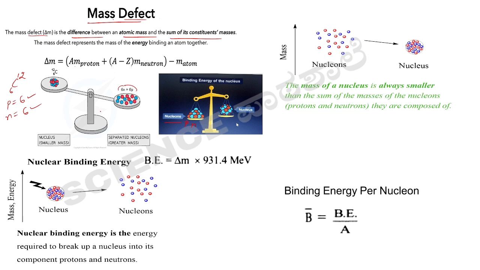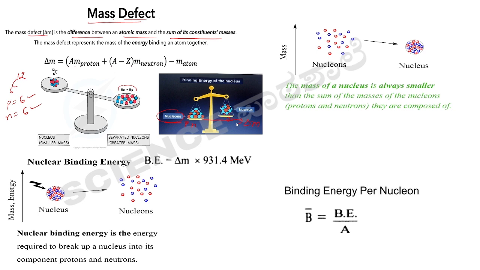Now which one will be heavier? Here there are protons and neutrons separately; here protons and neutrons together become a nucleus. Whether the nucleus will give more weight, or the nucleons will be heavier? If you check this, definitely the nucleons will be heavier compared to the nucleus. There is a mass difference between nucleons and nucleus, that we call as mass defect. Clear? Got it? Yes.